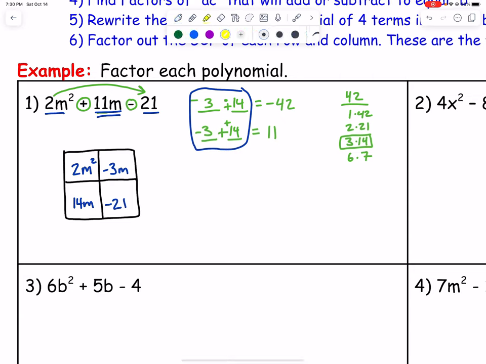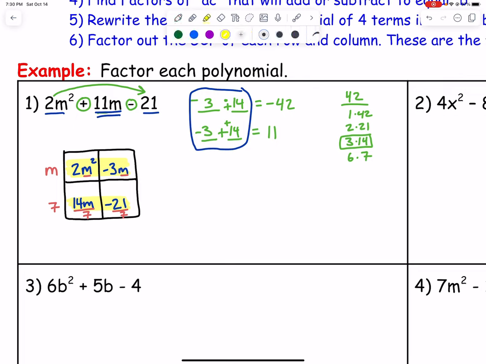So then you take the first row or column, it doesn't matter which one you start with, and you want to try to take out the greatest common factor of that row or column. So I'm going to start with this first row, 2m squared minus 3m. And I see that they each have an m that I can take out, but they don't have anything else. But that's fine, you just put it right out there to the side. So then let's take out the greatest common factor of the bottom row. So I have 14m minus 21. They don't divide by 14, but they do both divide by 7. So let's take out a 7.